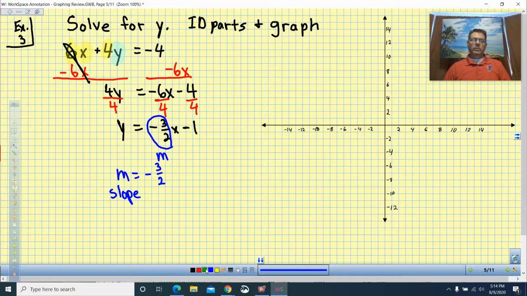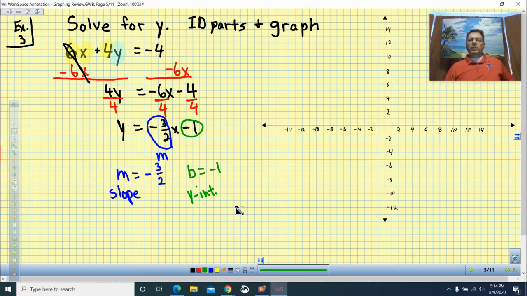Okay, what's this guy over here? Negative 1. You notice I did not circle the x in this because in mx plus b, the m is the slope, the x is the x. So what's this negative 1 running around doing? Oh, that's the b, okay? So b equals negative 1, also known as the y-intercept, okay?